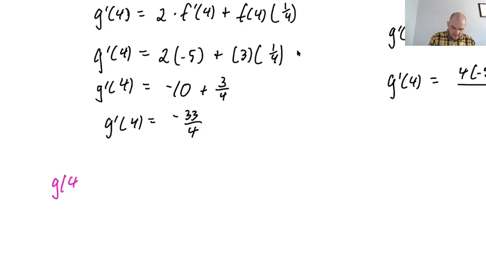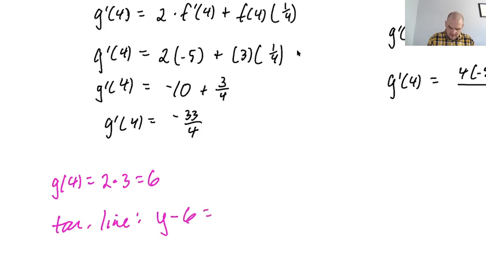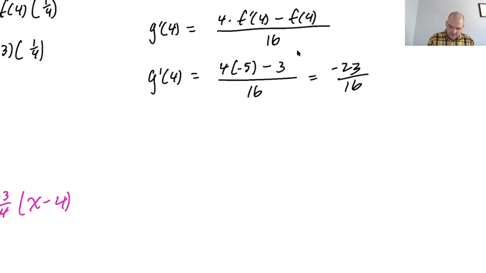G of 4 in this particular case is going to be 2 times f of 4, which is 3, so 6. So the tangent line, because this is a really common question, would be y minus 6 equals negative 33/4 times x minus 4. For this one, g of 4 is going to be f of 4 over 4, which is 3/4.